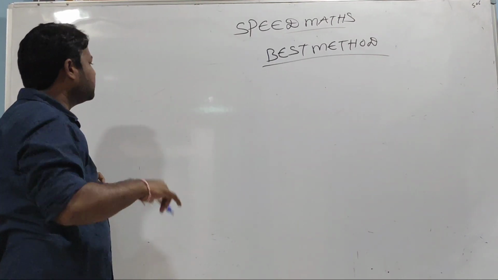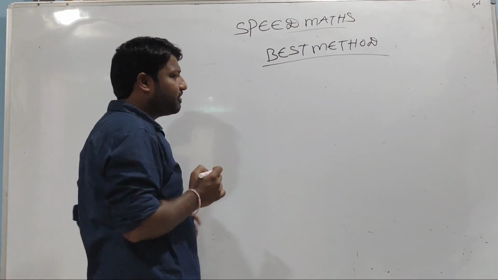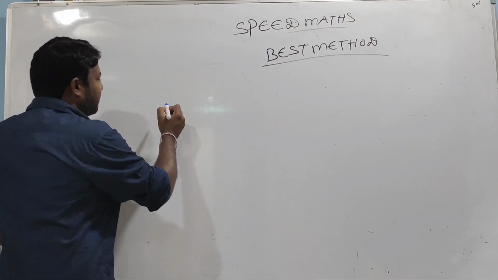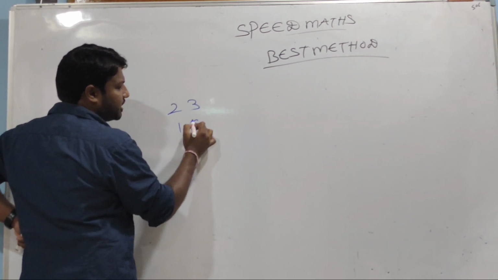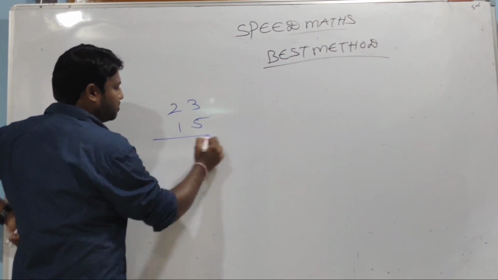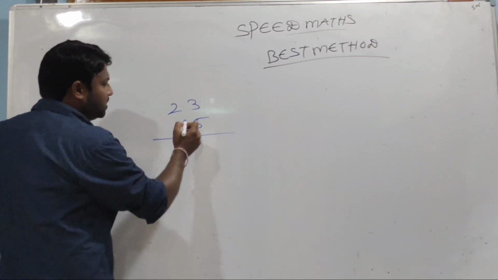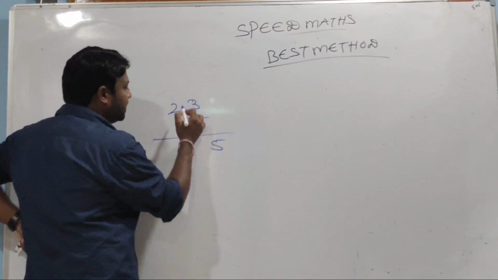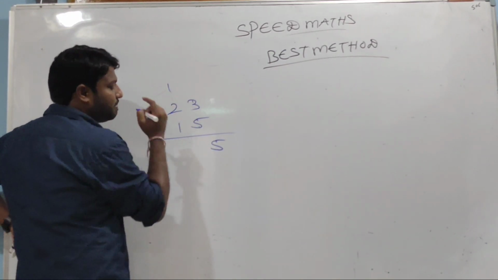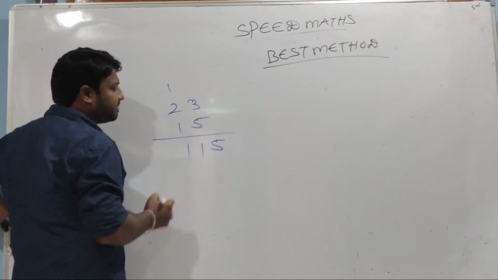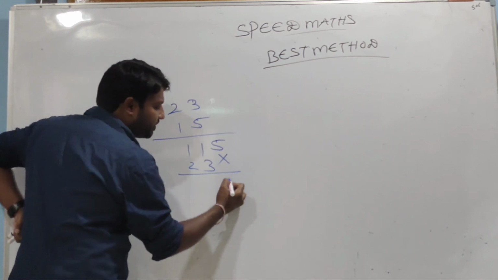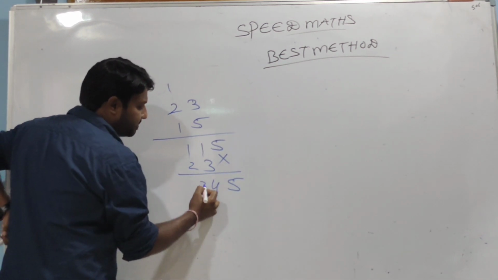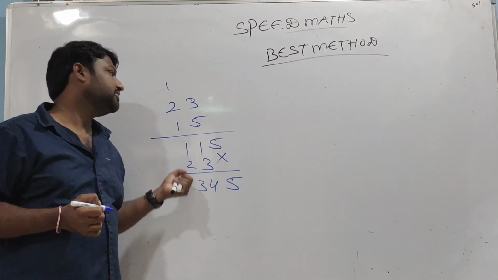The generalized method is nothing but the same method we have learned. Suppose I want to multiply 23 into 50. What we have done in school: first, 5 3s are 15, carry 1. 5 2s are 10 plus 1, 11, so you write 11 here. Next, cross: 1 3 is 3, 1 2 is 2. So I have written it like this: 345. This is the generalized method.